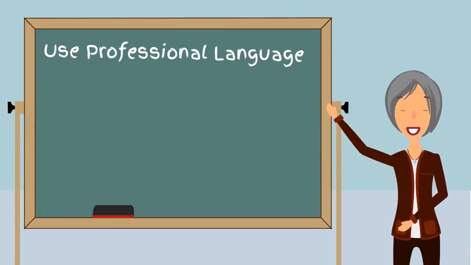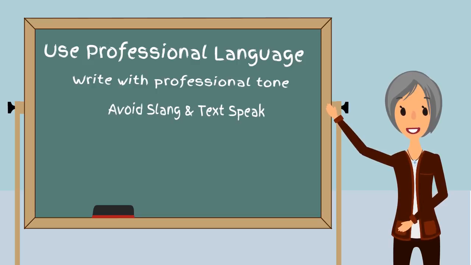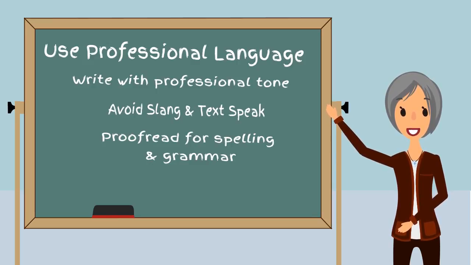If you are communicating to a more professional audience, here are some guidelines to follow. Write with a professional tone. Don't use informal or flowery language. Avoid slang and text speak. Take the time to write out your words. Proofread for spelling and grammar. Errors can take away from your message. And if you are including images, please make sure they are appropriate.